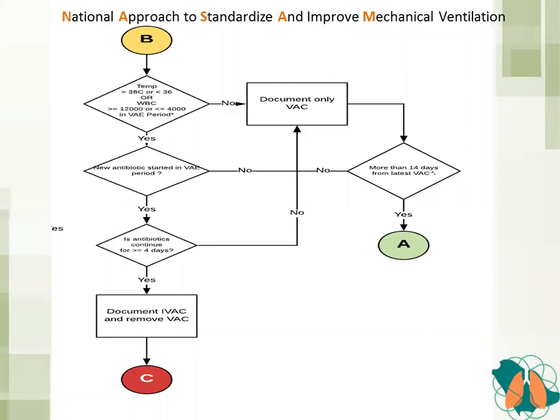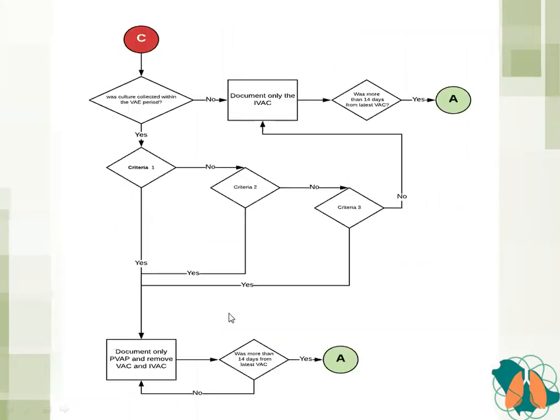So when you have an IVAC, what you are going to do is search whether the patient has a VAE. So you will see if any culture, tracheal aspirate culture, bronchial lavage, brush, anything, culture, viral screening was taken in the VAE period, which is the 5 days we took from the back time. If no culture was collected at that time, you'll document only IVAC. And you will wait for 14 days, as we said, so you can collect another data.